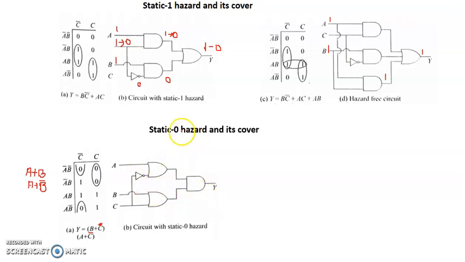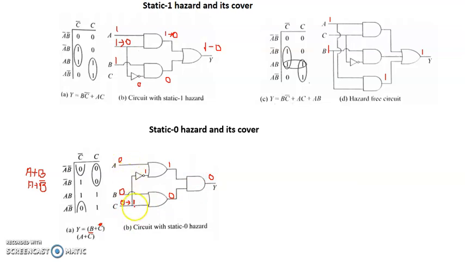So when are we going to get this 0 hazard? My A is 0 and B is 0. When C is changing from 0 to 1, I'm going to get a hazard. A is 0, B is 0, C is 0. After a certain period of time, I'll get the output across this inverter as 1. So 0 or 1, the output across this OR gate is 1. 0 or 0, the output across this OR gate is 0. 1 and 0, the output across this AND is 0.